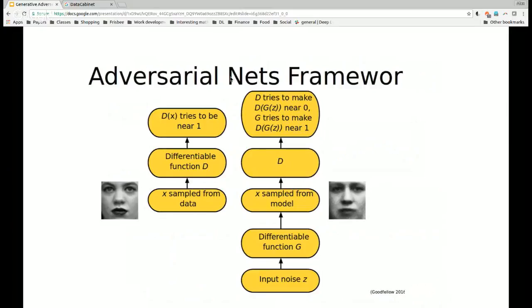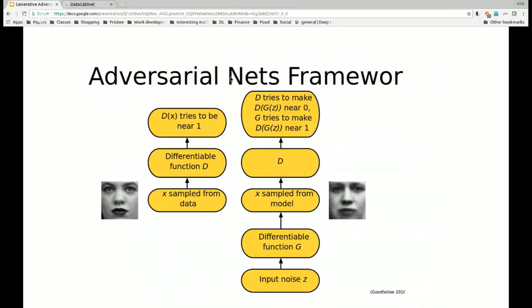So the objective is to create money. You have real money, and the counterfeiters try to create fake money, or counterfeit money. Early on, the counterfeiters aren't very good, so the police can tell, oh yeah, this is definitely counterfeit. They can easily classify real money from counterfeit money.